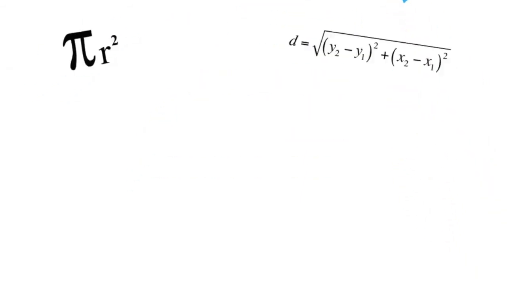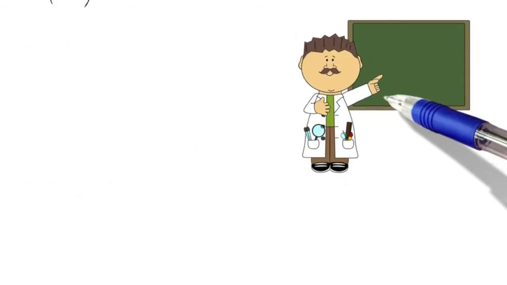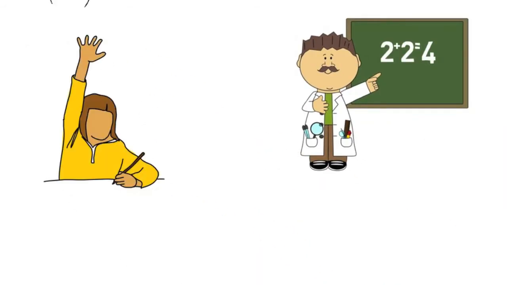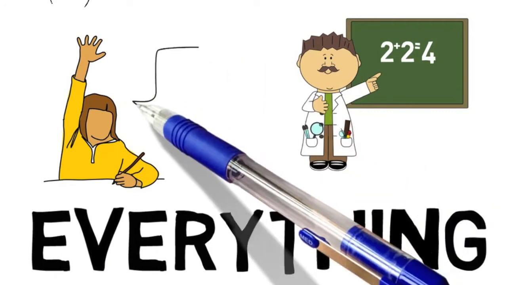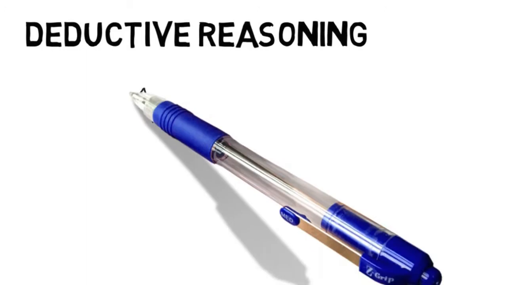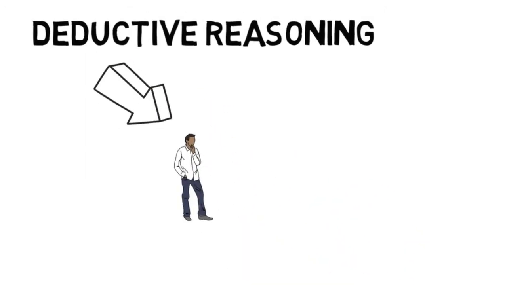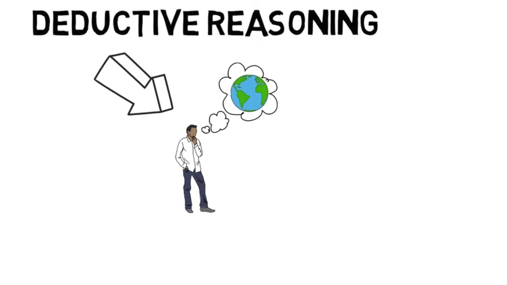Have you ever seen these formulas in your math textbook and wondered why they work? One of the most important things to do as a critical thinker is to question everything. In mathematics, this is done through deductive reasoning. Now, deductive reasoning was developed by scientists and philosophers who are trying to understand the universe around them. But what exactly is it?